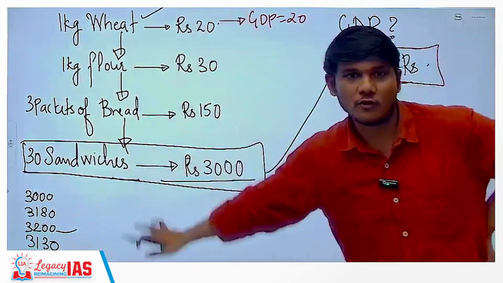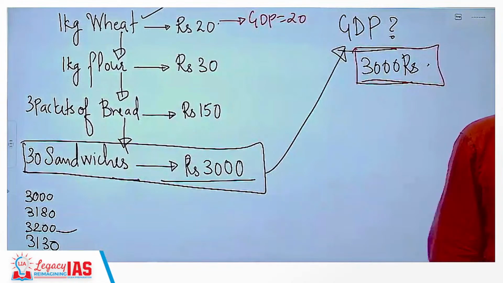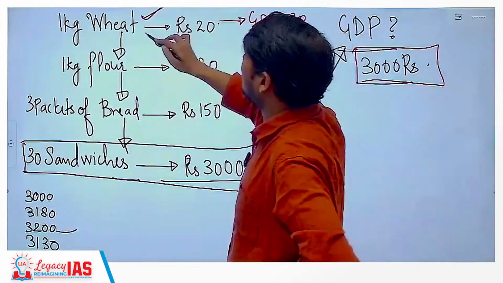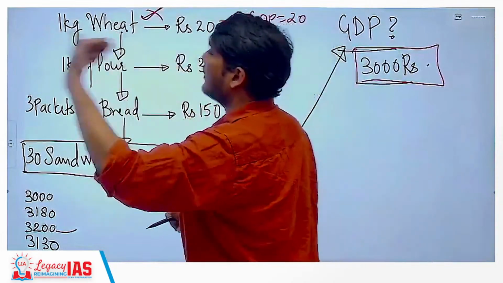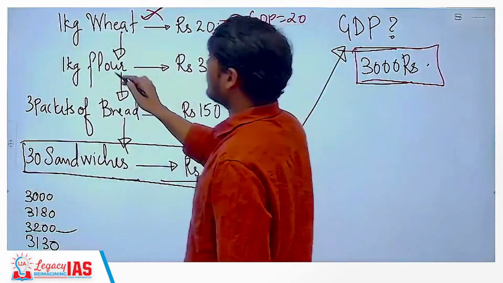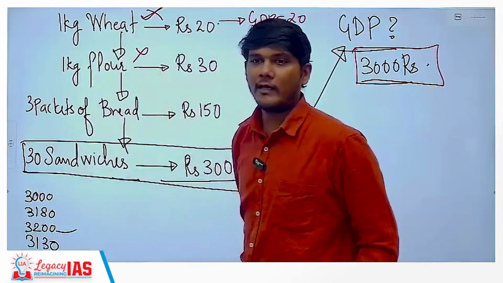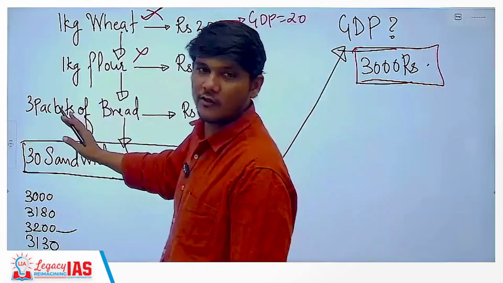Because you processed all these things. Okay? Is this a final good? No, it's not a final good. Why? Because you are not consuming it. You are sending it to the next stage for processing. So is this the final good? No, this is also not the final good. Why? Because it is getting processed into bread.